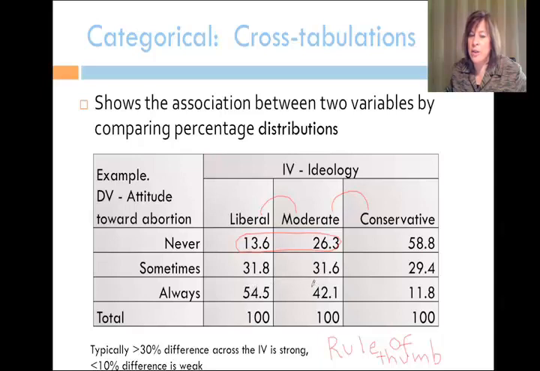Liberals and moderates are much more likely than conservatives to say abortion is always okay. So that's how you can read a cross-tabulation. Let's look at another example.